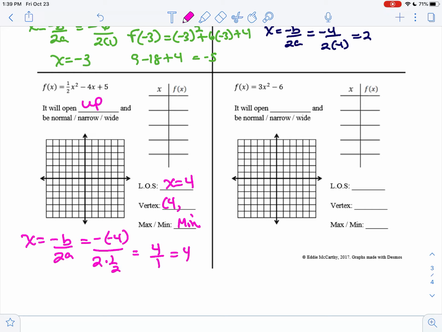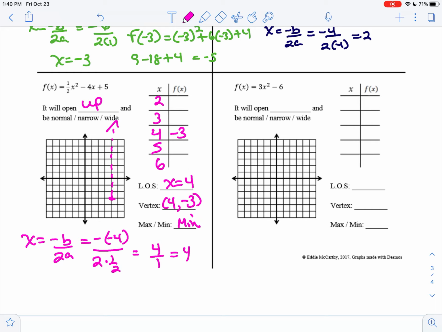Okay, now this graph is going to open up because it's got a positive a value, and that means our vertex is going to be a min. But now let's figure out what we get when we plug in 4 to our function. So if I take 0.5 times 4 squared minus 4 times 4 plus 5, I get -3. And that goes in the middle of our table, 4, -3. So then we can put 3 and 2, we can put 5 and 6. 1, 2, 3, 4. 1, 2, 3. There's my vertex. There's my line of symmetry.